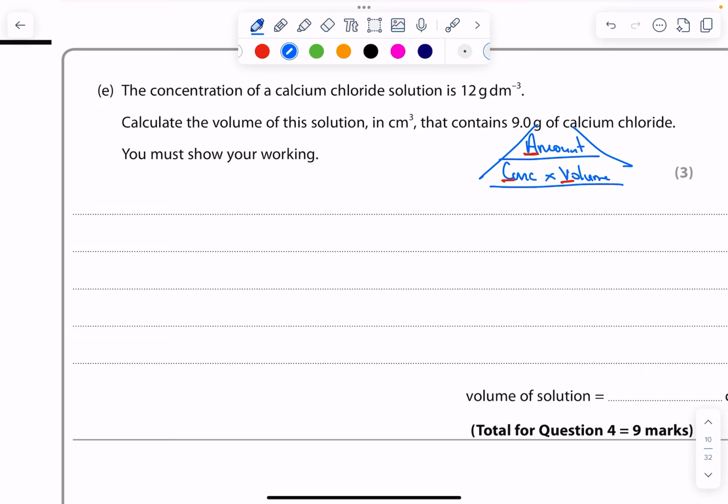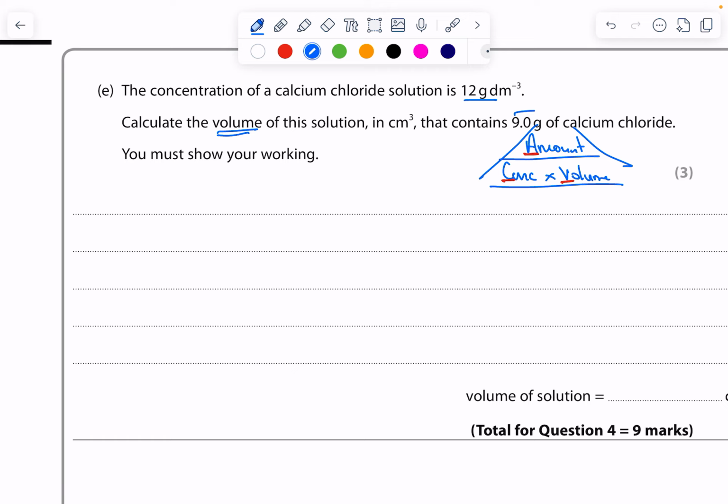Okay, bit of a calculation here. So it says the concentration is 12 grams per decimeter cubed. Calculate the volume. So I want to find the volume that contains 9 grams of this material. So I'm using my amount, concentration, volume. This is my chicken vindaloo equation. What I'm trying to find here is the volume.